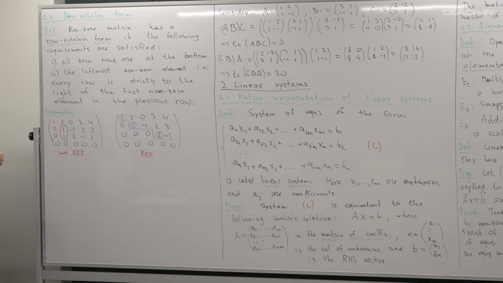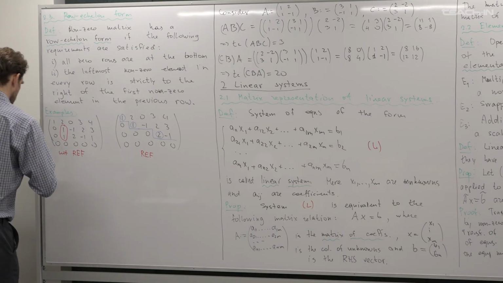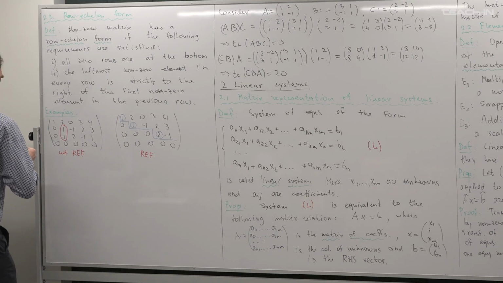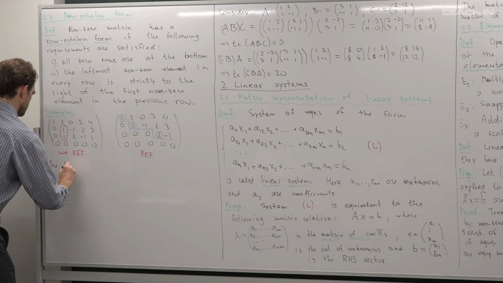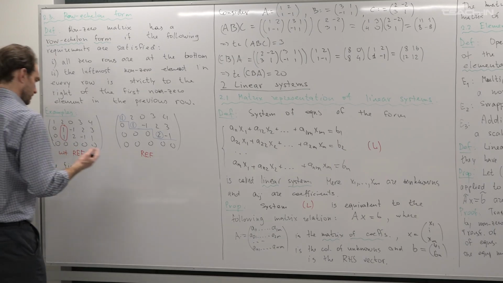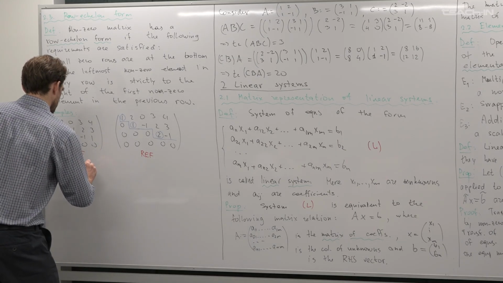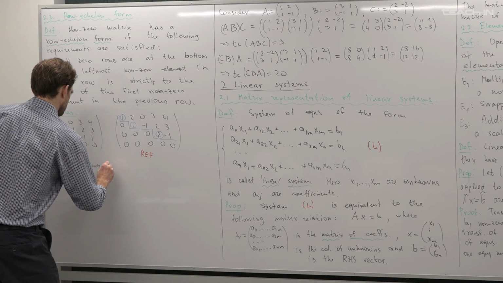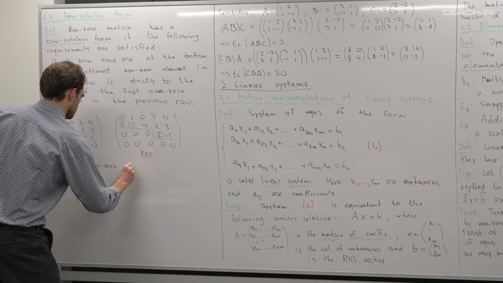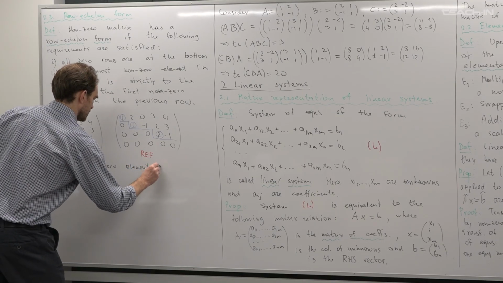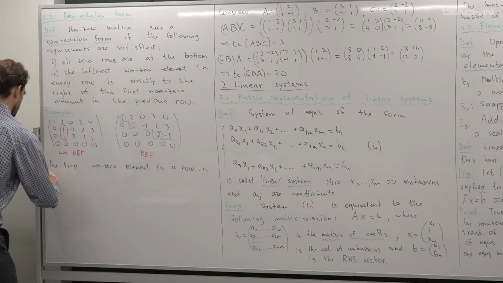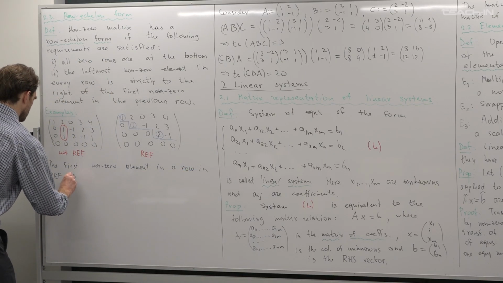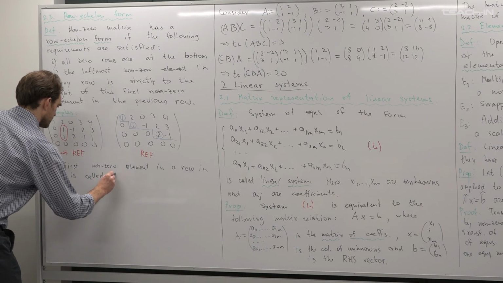And so let us also say that the first, this means the leftmost, the first non-zero element in a row in row echelon form is called the leading element.